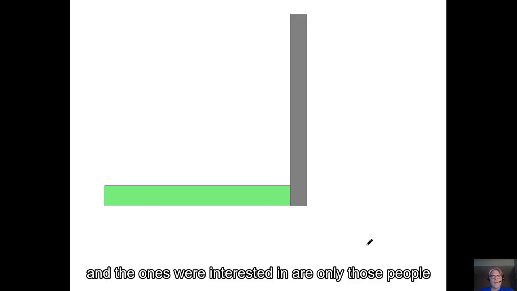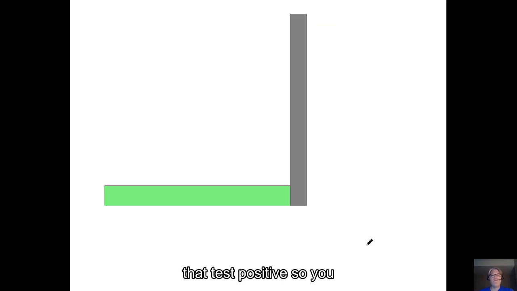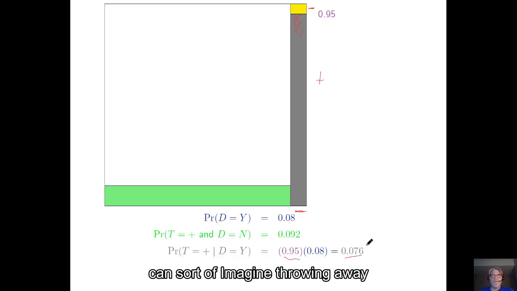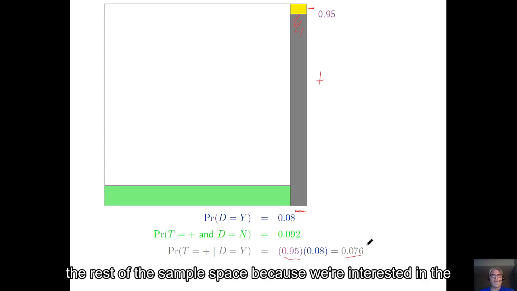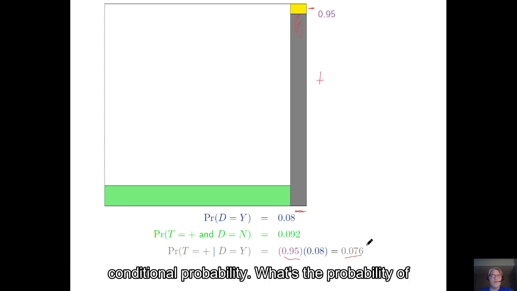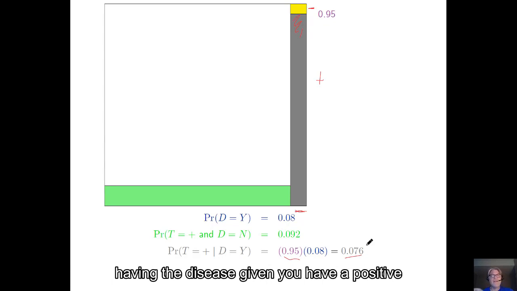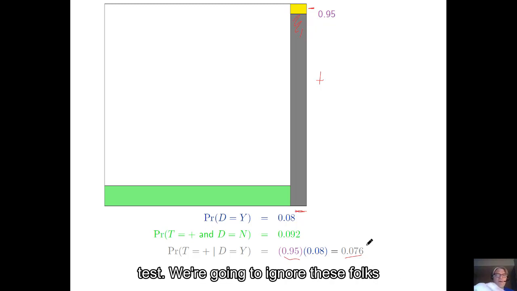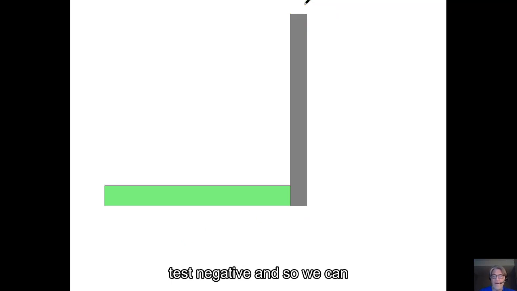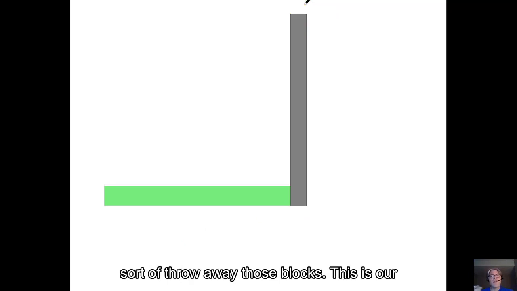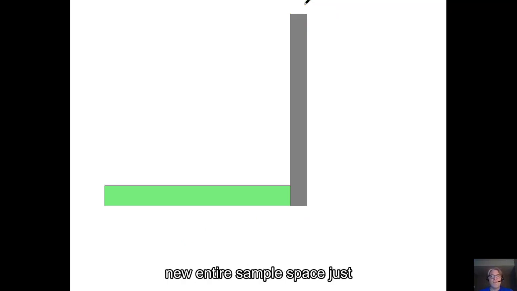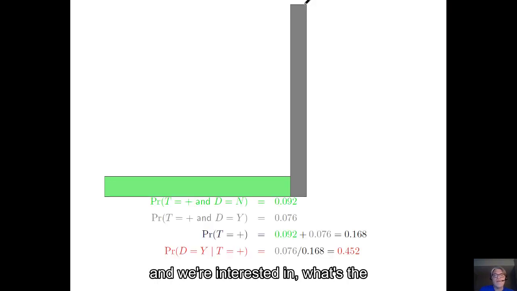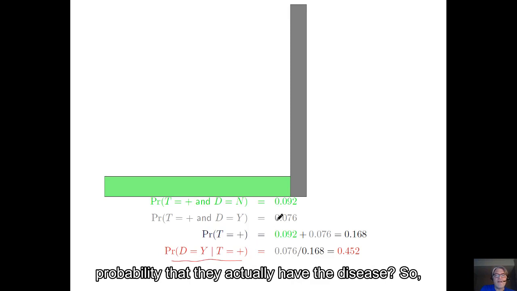All right, and so those are the joint probabilities visualized as areas of those rectangles. And the ones we're interested in are only those people that test positive. So we can imagine throwing away the rest of the sample space because we're interested in the conditional probability. What's the probability of having the disease given you have a positive test? So we're going to ignore these folks up here and these folks up here who test negative. And so we can throw away those blocks. This is our new entire sample space, just the sample space of people that test positive. And we're interested in what's the probability that they actually have the disease.